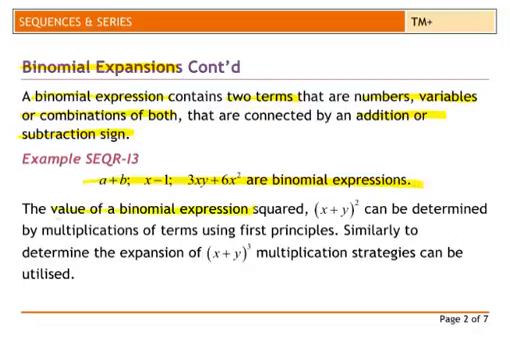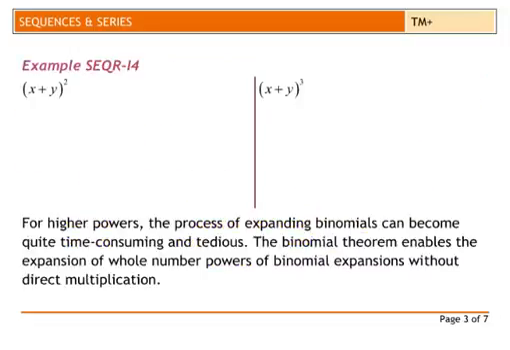The value of a binomial expression squared, so x plus y all squared for example, can be determined by multiplication of terms using first principles, which we covered in the quadratics module. Similarly, the expansion of x plus y all cubed can be expanded in the same way. So let's see what I mean by that.